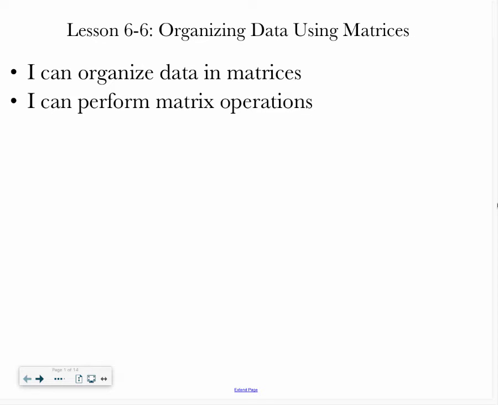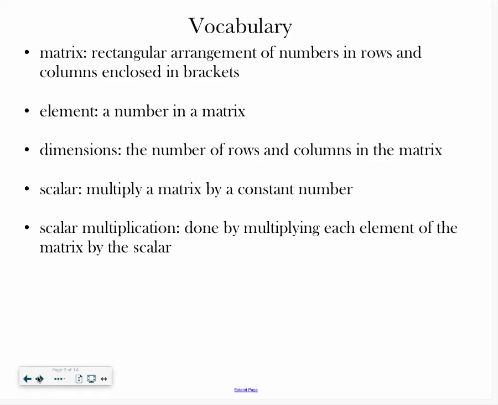Hey class, welcome to lesson 6.6, which is all about organizing data using matrices. By the end of this lesson, you should be able to organize data in matrices as well as be able to perform matrix operations. So first, let's talk about some of these new words.